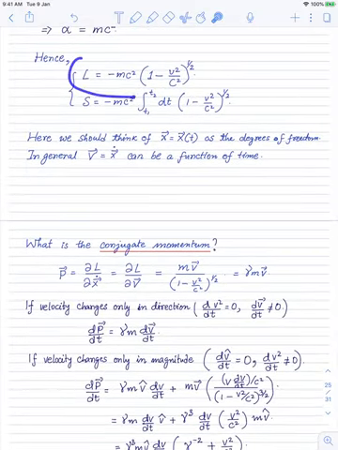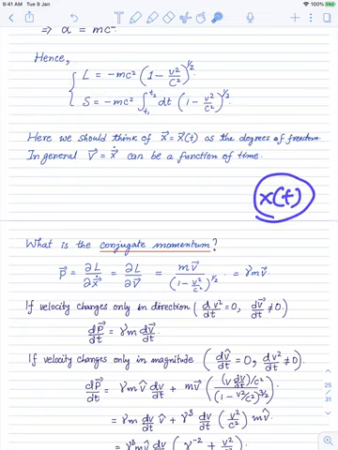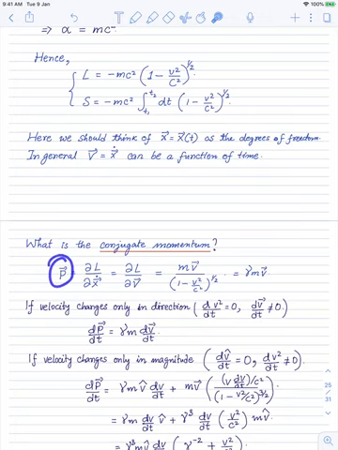Now, if this is the Lagrangian, and as I said, x as a function of t is the degree of freedom, then I can find out the conjugate momentum corresponding to that degree of freedom. Let's call it momentum. I can think of this particle's position as a coordinate as a function of t. Therefore, I can take the Lagrangian and differentiate with respect to the velocity, x dot, to find the conjugate momentum.